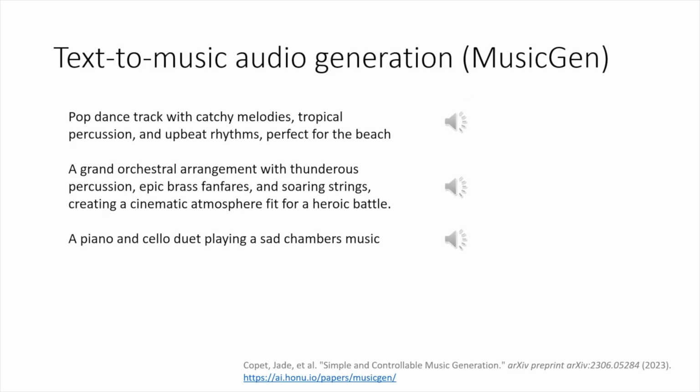The next task is the most challenging one, when we have some prompt, as here, and we have to get an audio signal for what is asked. For example, we want to get a pop dance track with catchy melodies, tropical percussion, and so on. So there are tools, for example MusicGen, which is the latest one. It's from Facebook Research, and it appeared this year. Yeah, you see, you get what you asked for. Let's try something else.